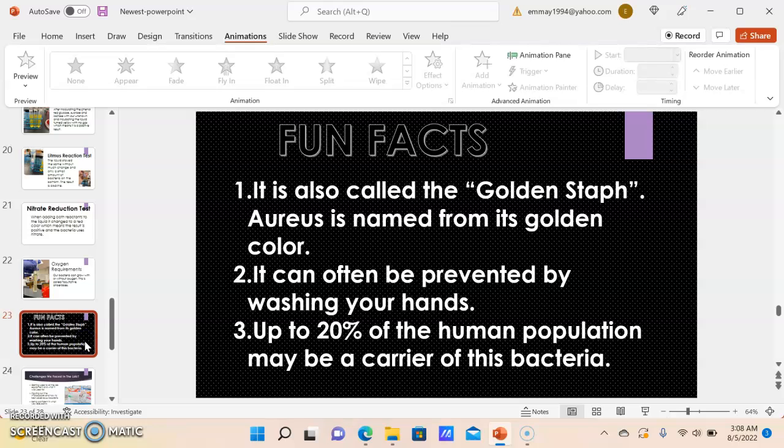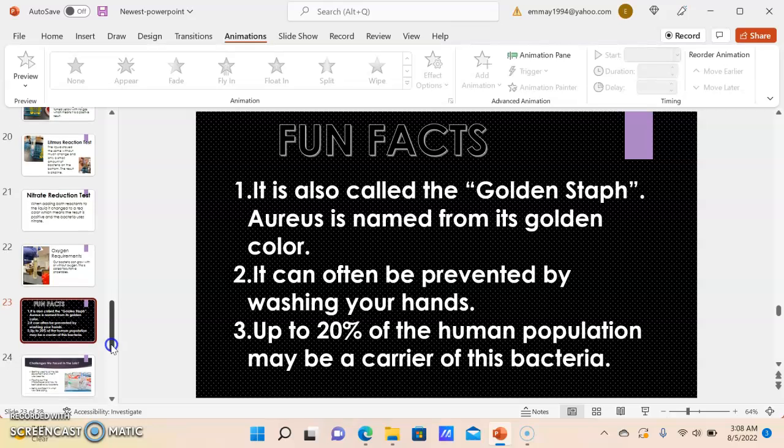So getting on to some more interesting things. Fun facts about our bacteria, Staphylococcus aureus. It's also called the golden staph, and aureus is named from its golden color. It can often be prevented by washing your hands, which brings you back to how it interacts with foods, because of sanitation. And up to 20% of the human population may be a carrier of this bacteria.